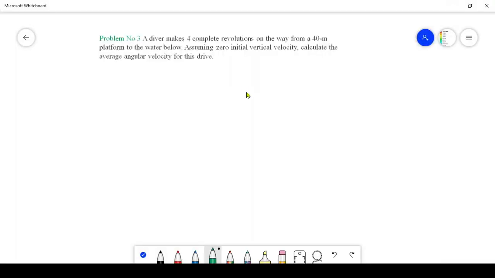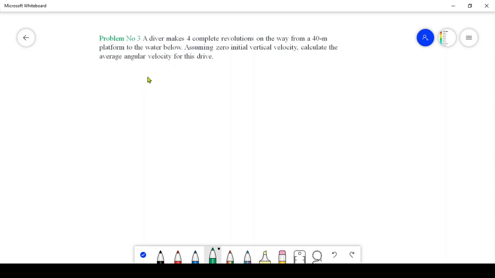In this problem, we are required to find the average angular velocity of a diver who makes 4 complete revolutions on his way from a 40-meter platform to the water below. Now to find the average angular velocity for this dive, we need to find the time in which he dives from the 40-meter platform to the water level below. This can be found by using the following formula.